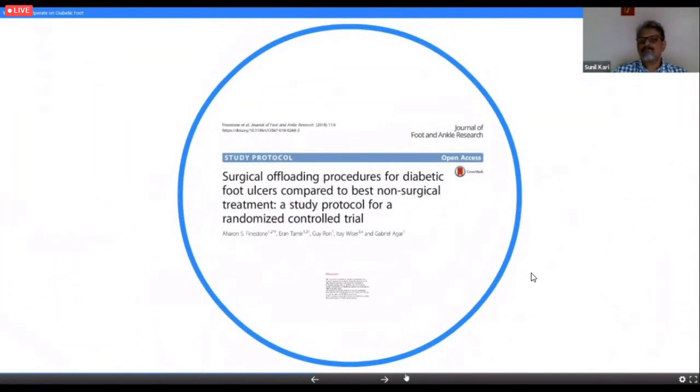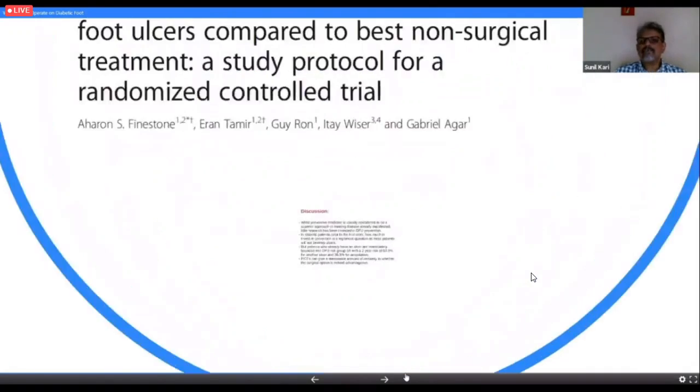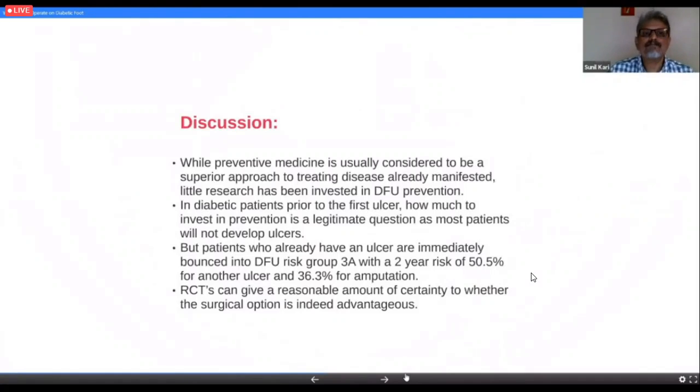Looking at one more work by Aharon and co-workers, on surgical offloading procedures and non-surgical offloading procedures, the comparison and the discussion comes out that while preventive medicine is usually considered to be a superior approach to treating disease already manifested, little research has been invested in DFO prevention. In diabetic patients prior to the first ulcer, how much to invest in prevention is a legitimate question, as most patients will not develop ulcers.